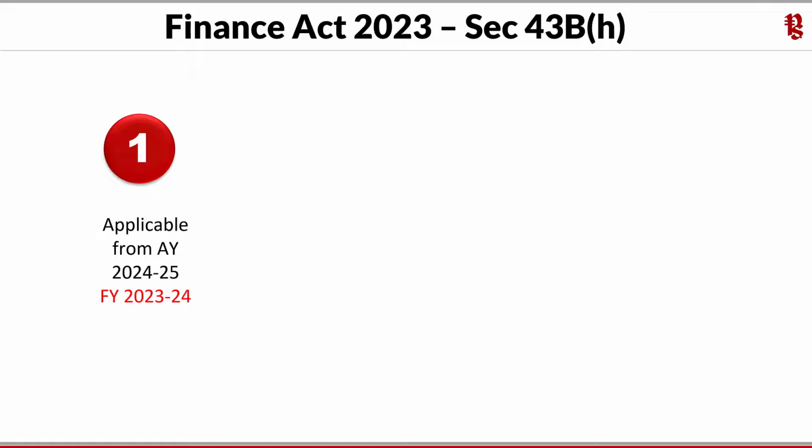A cursory glance at section 43B subsection H. This section was introduced through Finance Act 2023. This will be effective from 1st of April 2024 and applicable for the assessment year 24-25, which means it will be applicable for the financial year 23-24, the current year.